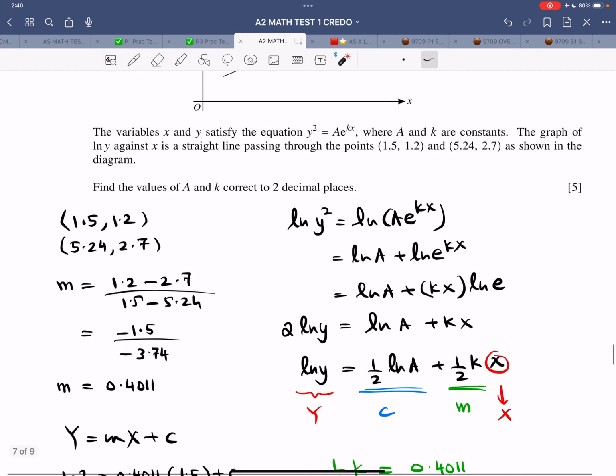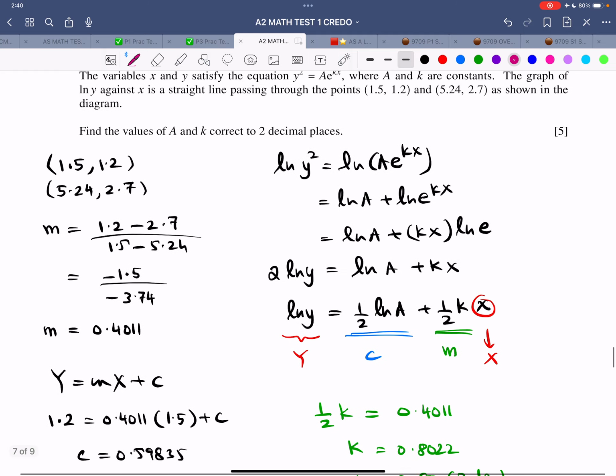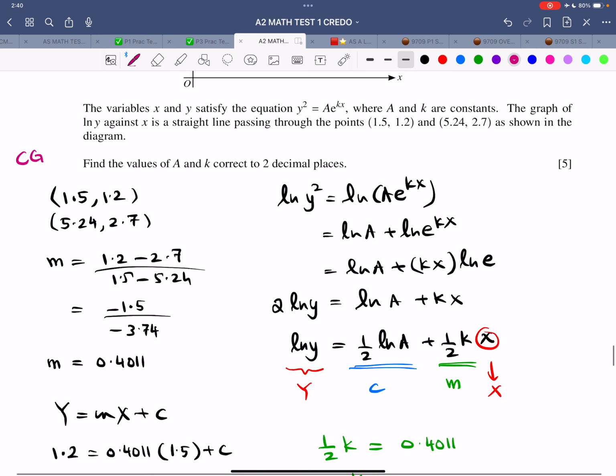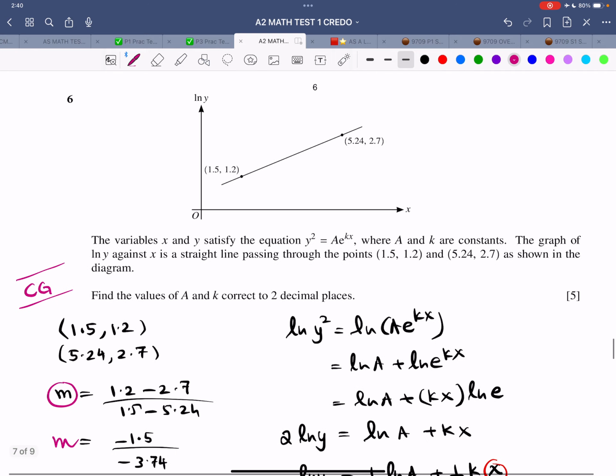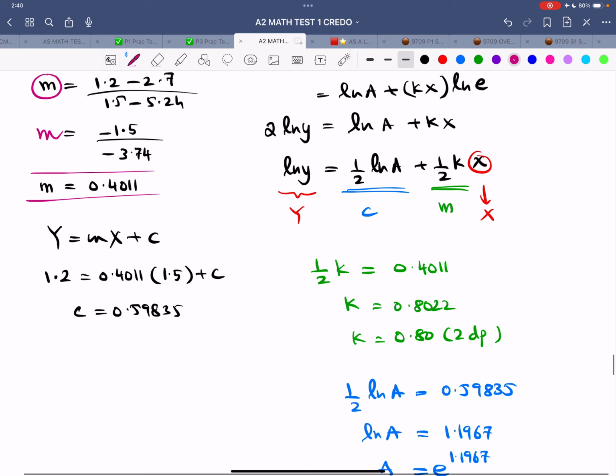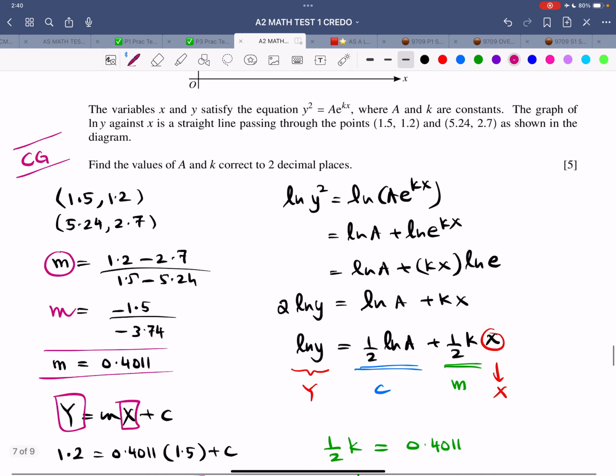Work in 3 dp. The very first thing that needs to be done is coordinate geometry. We find the gradient, which comes out to be positive 0.4011. Of course, it has a positive slope. We plug in y equals mx plus c, plug in any point, and find the value of c. That is step number 1.